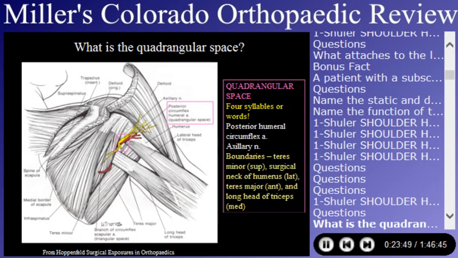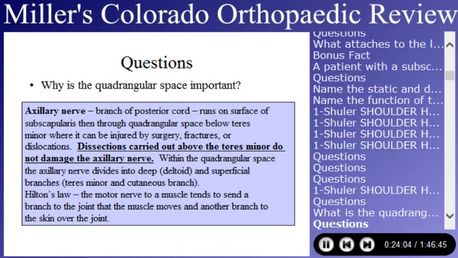Quadrangular space, shown here in diagram. Remember 4 syllables or 4 words. That's the easy way I remember that. Posterior humeral circumflex artery and axillary nerve. Boundaries are shown on the diagram. Quadrangular space is important. It's just very simple. On the posterior approach, do not carry your dissection below the teres minor, and you'll never enter that space.